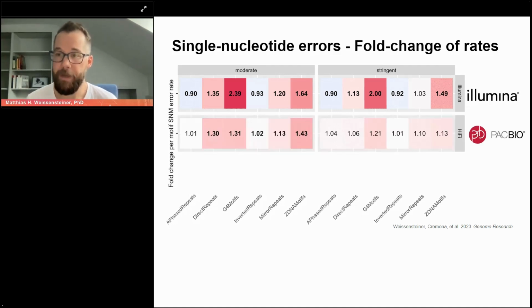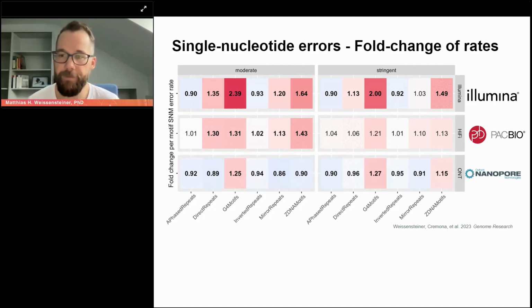Moving on to the Hi-Fi data, the PacBio Hi-Fi data. Overall, the first impression is that we see a lower difference between controls and motifs. This might be mainly due to the fact that overall there are much fewer errors visible in the Hi-Fi data. But again, there is an increase in the error rate. So there's 1.3 to 1.4 fold higher error rates in non-B in G4s and zDNA motifs. So this seems to be consistent between those 2 technologies.